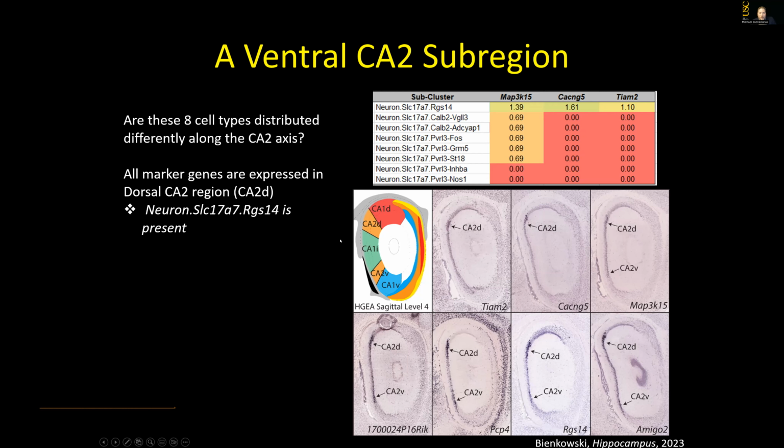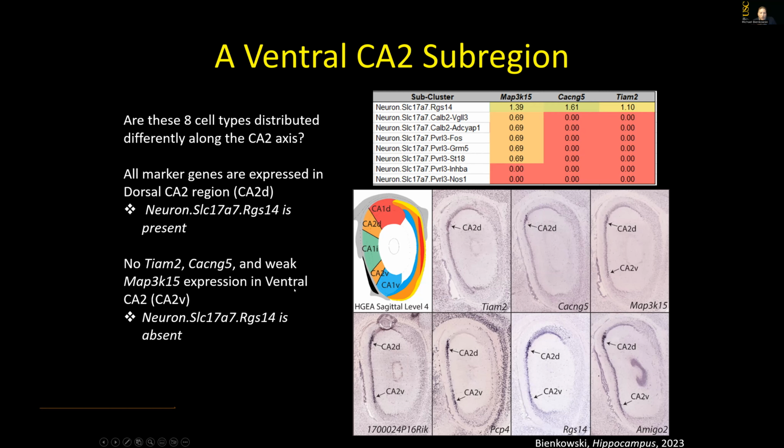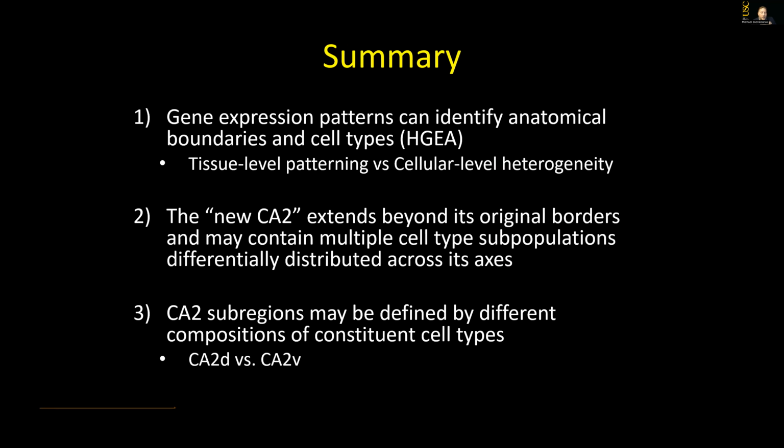Putting these 2 things together, how do we make sense of this? All the marker genes are expressed in the dorsal CA2 region, which suggests that this neuron, SLC17A7 RGS14, is present in the dorsal CA2. But since there's no TM2, CACNG5, and only weak expression in the ventral CA2, it means that this cell type has to be absent from the ventral CA2, right? The other 7 cell types could exist as a continuum across these axes, but it suggests that the ventral CA2 may just lack a specific cell type compared to the dorsal CA2.